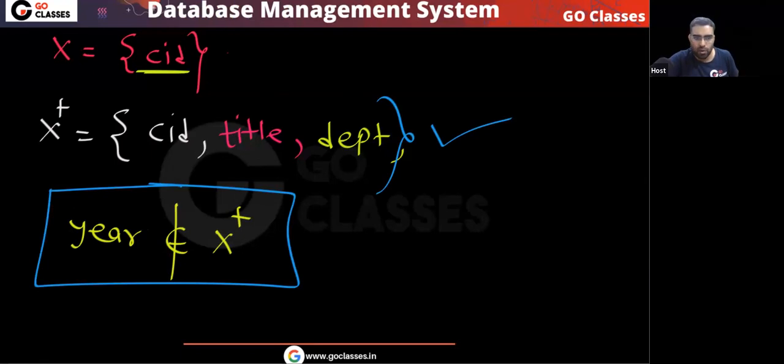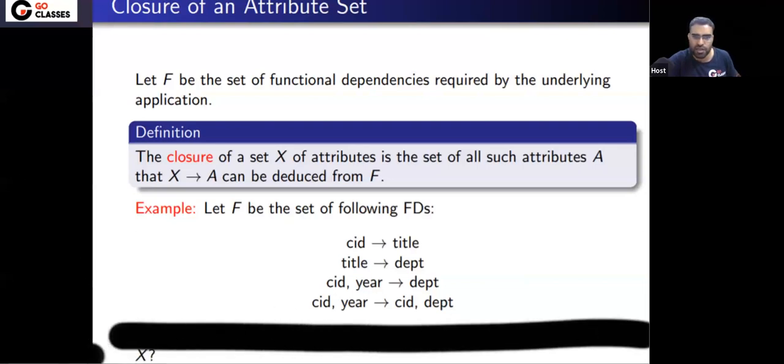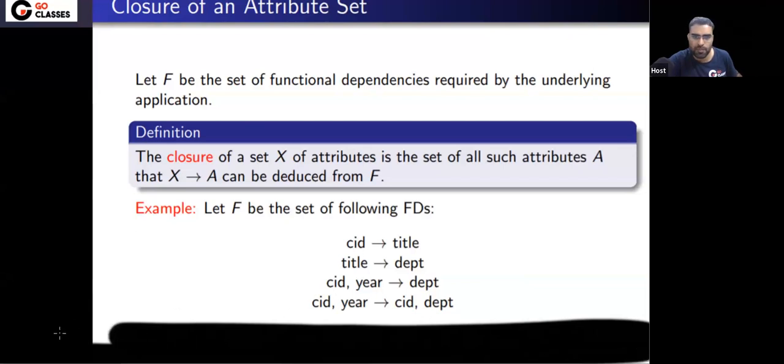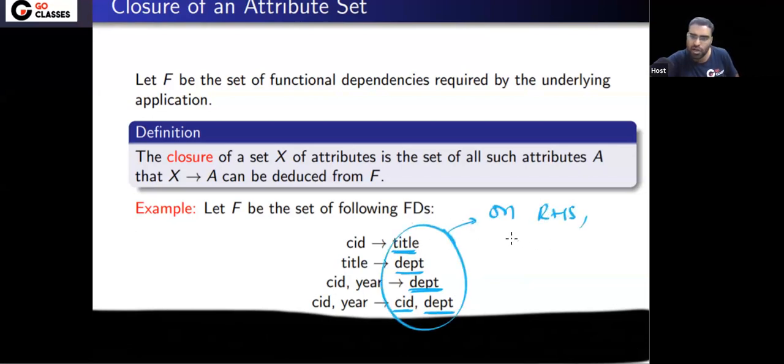Look at this set of functional dependencies and tell me, who has the power to determine year? You can notice no one can determine year. Look at the RHS. Do you have year on the RHS? On the RHS, we don't have year. So no one can determine year. Only year can determine year. Yes or no? Is this clear?